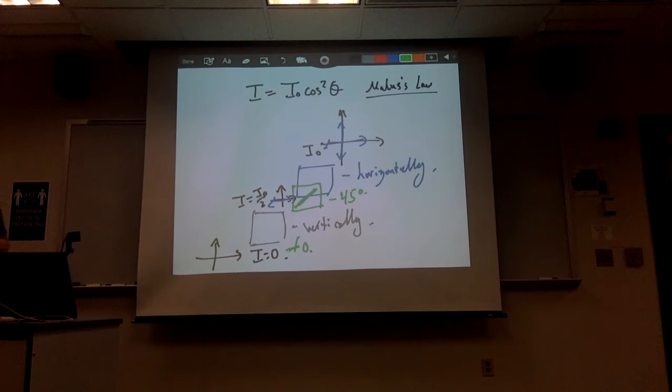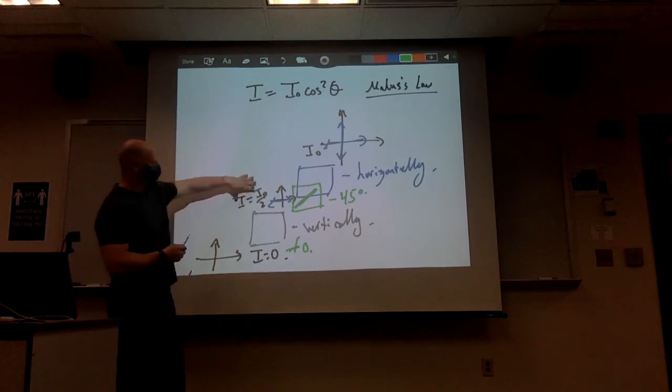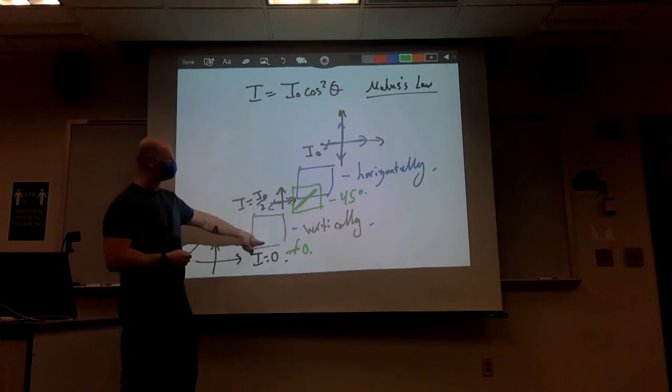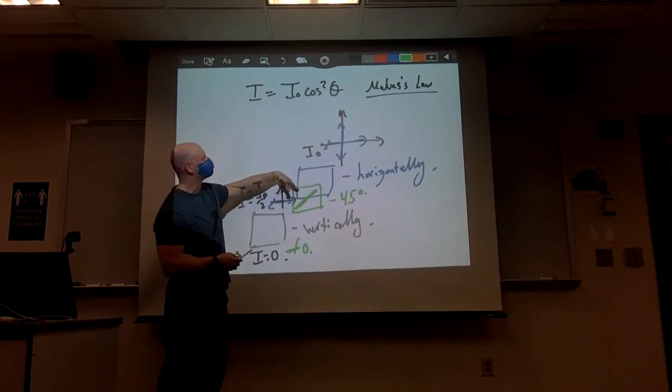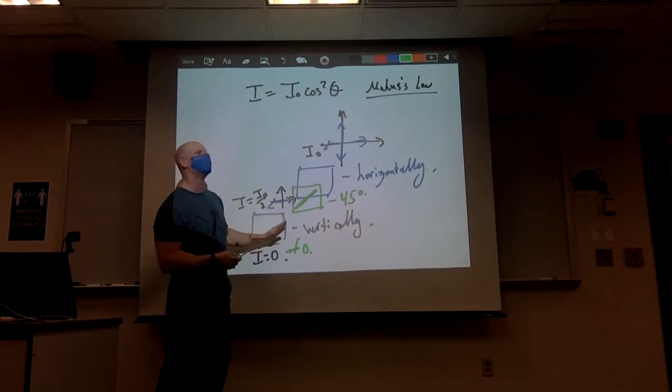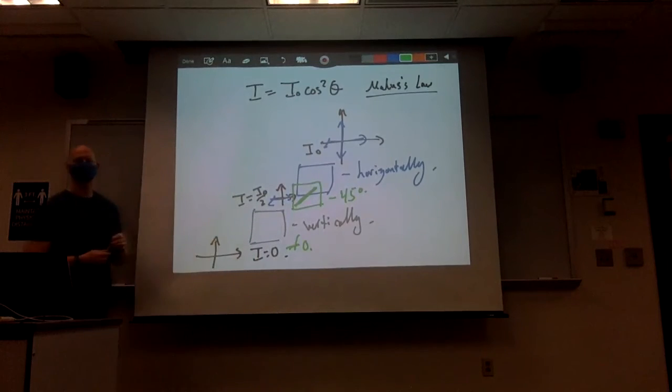It's still going to be less than the initial. That's right, because automatically I've already decreased it by half. And now from here, I would have to use the next one. So then I'd have a cosine of 45 squared, and after that I'd have another cosine of 45 squared. But we'll do an example and see how this works.